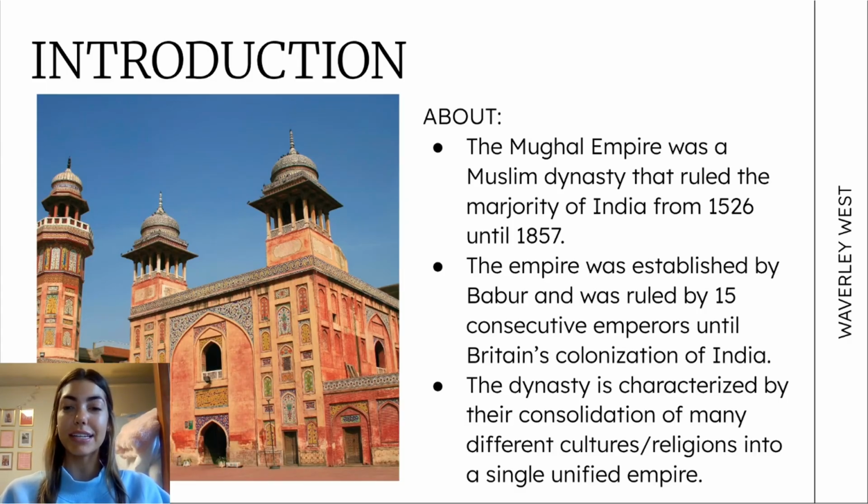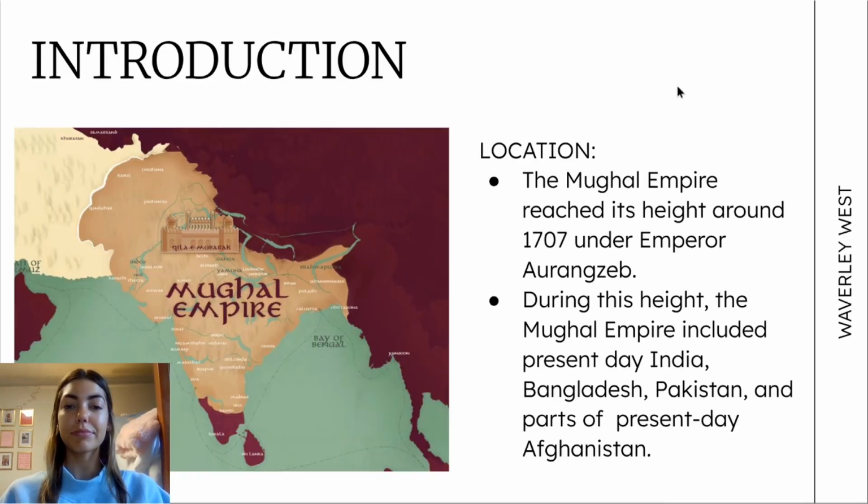large portion of India from the mid-1500s until the mid-1800s. The empire was established by a man named Babur and was ruled by 15 consecutive emperors until Britain colonized India. The dynasty is characterized by their consolidation of many different cultures, regions, influences, and religions into a single unified empire with its own distinct culture.